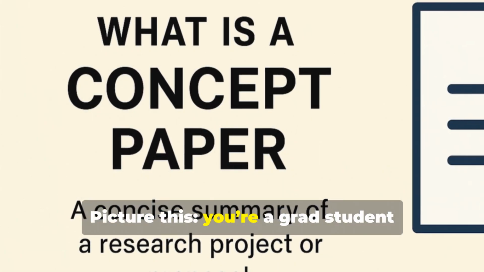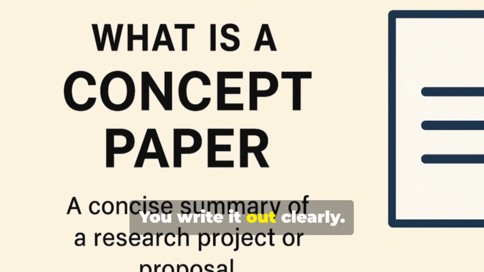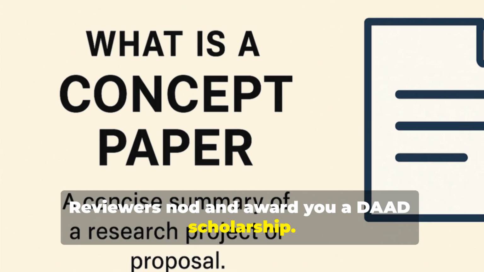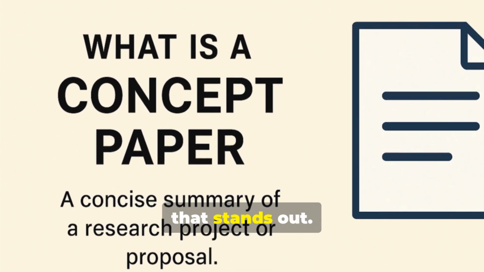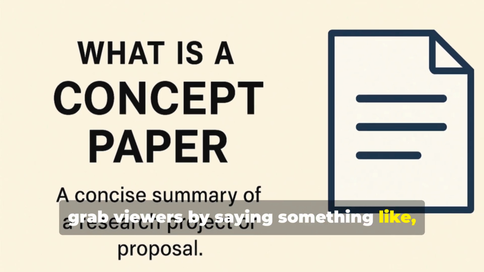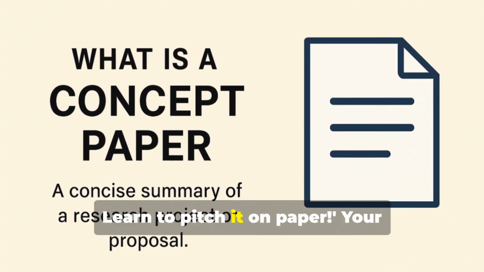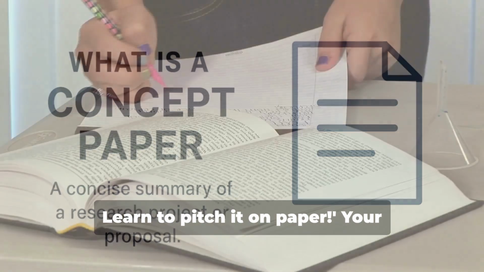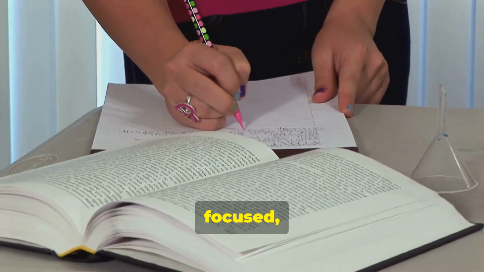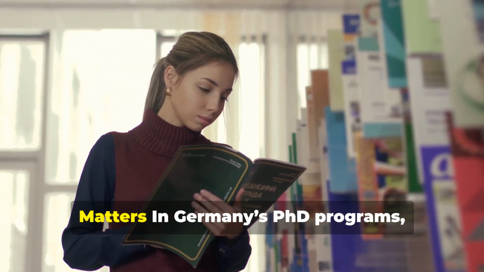Picture this. You're a grad student with a great idea for a climate project. You write it out clearly. Reviewers nod and award you a DAAD scholarship. The trick is writing a concept paper that stands out. In the first 10 seconds, grab viewers by saying something like, "Ever had one big idea that could change your field? Learn to pitch it on paper." Your research idea becomes a concise concept paper. Clear, focused, and persuasive.